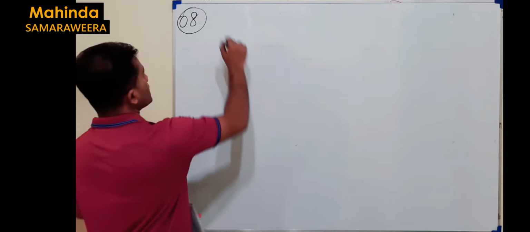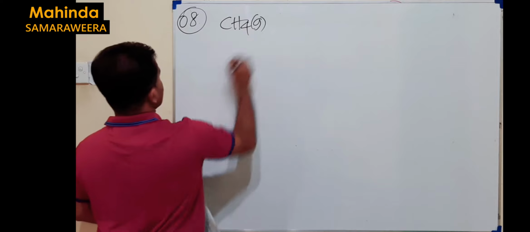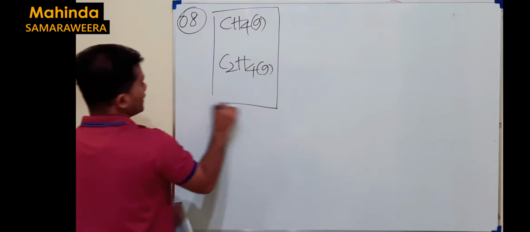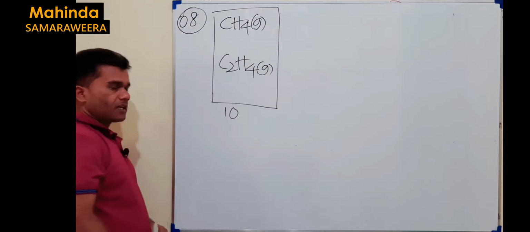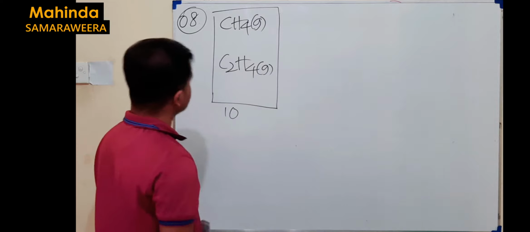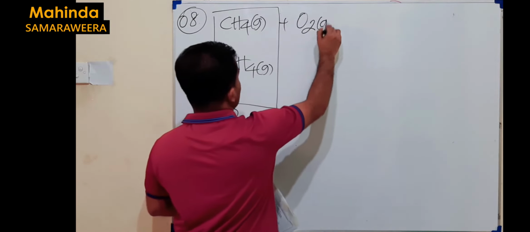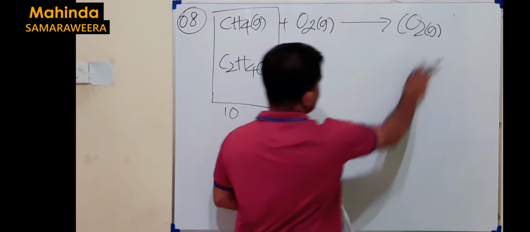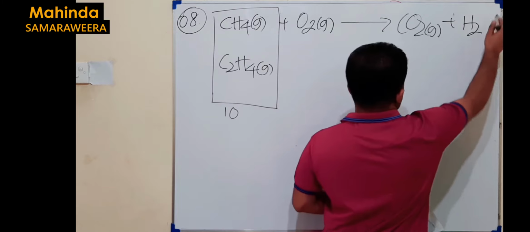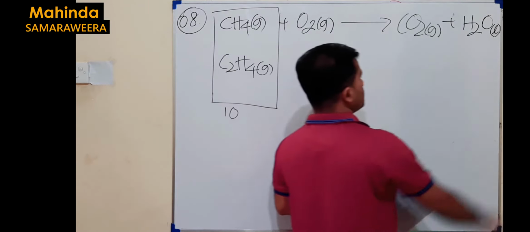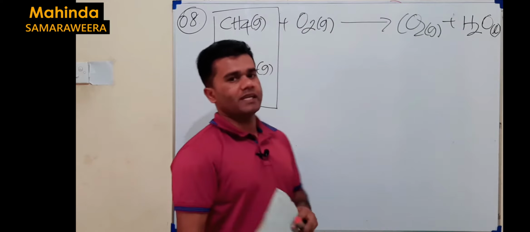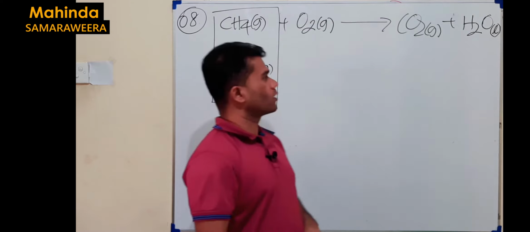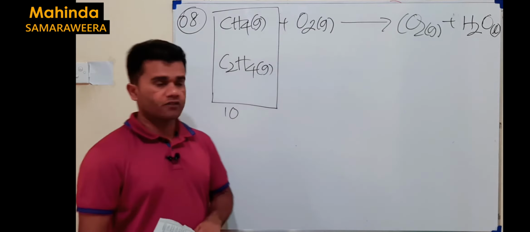10 milliliter of a mixture of methane, CH4, a gas, and ethylene, C2H4, a gas. The total volume of this gas mixture is 10 milliliter. I ignore the unit here; we know it's milliliter. This is exploded in oxygen. You know what happens if CH4 is exploded in oxygen? We get carbon dioxide gas, and at high temperature water would be gaseous. But it says after cooling, meaning low temperature, so the water should be in liquid state.